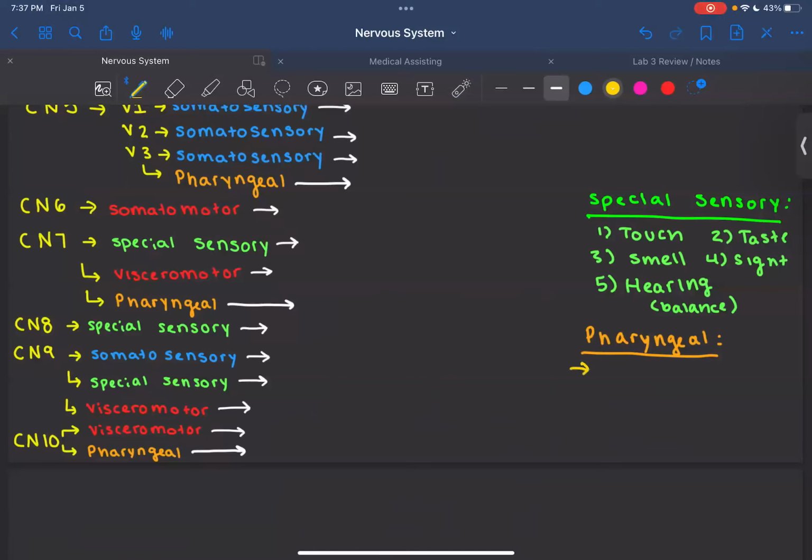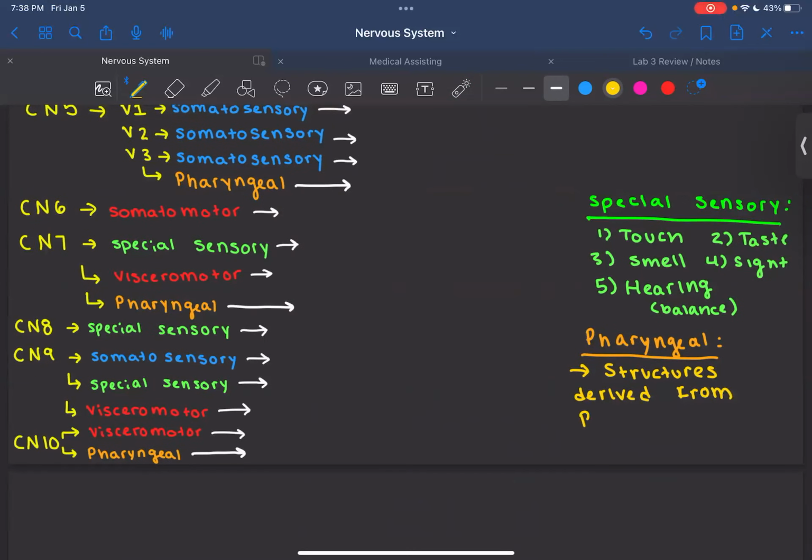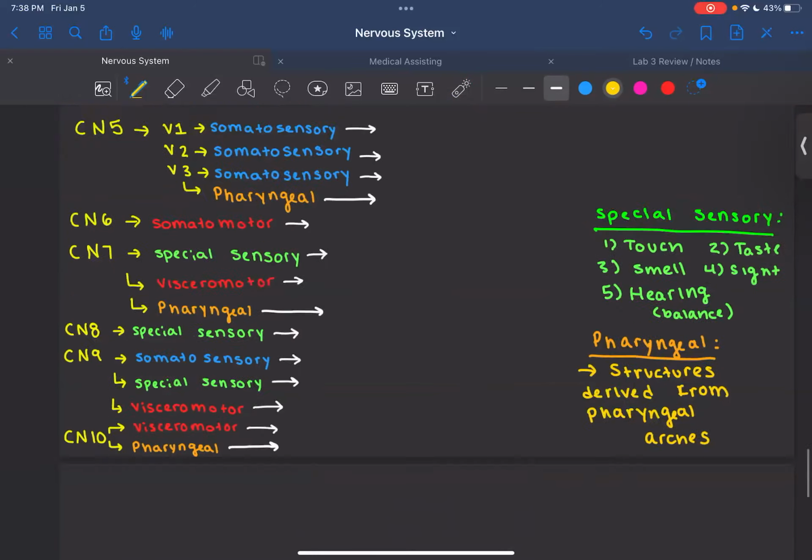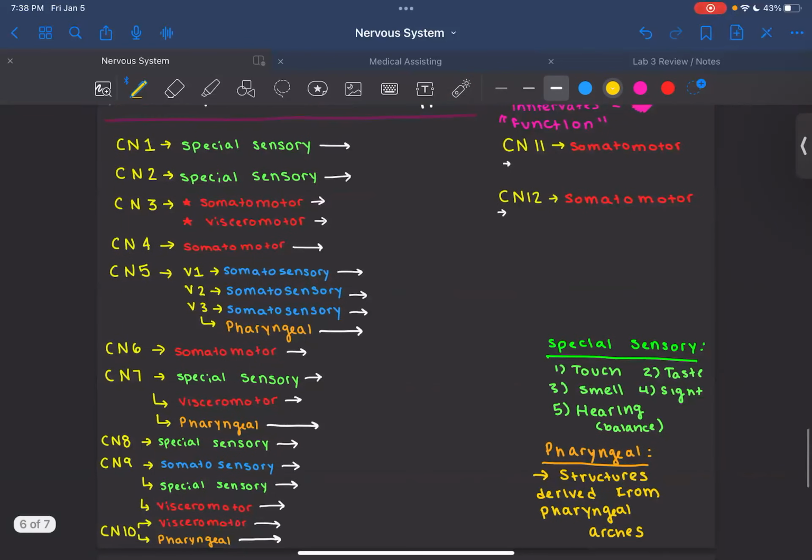Pharyngeal is going to be structures derived from pharyngeal arches. And I'm not going to go into this anymore right now because, like I said, this is just a basics video to start to get familiar with the fiber types and what they kind of innervate for the cranial nerves. So these come from pharyngeal arches. That has to do with development and embryo development as we grow. So that's a little complicated and I don't want to go into that too much right now. So those are what those two mean.